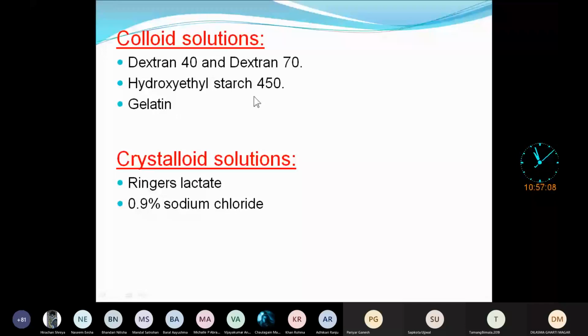If this colloidal solution is given to a person, it will remain in the blood vessels for a longer duration than the crystalloid solution. The crystalloid solutions are ringer lactate and sodium chloride, or saline water. You must have heard of the saline solution. So we'll give ringer lactate or 9% sodium chloride, the saline solution.